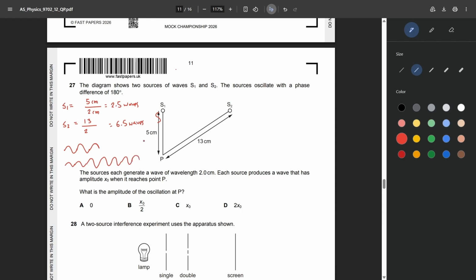Okay, now one thing to notice is that the phase difference between S1 and S2 is 180 degrees, which means S2 will start from a phase of 180 degrees relative to S1, and it will also end with a phase difference of 180 degrees compared to S1. So the phase at this point from S1 to P and at this point from S2 to P are both 180 degrees apart, right? Which means the interference between these two is destructive interference. So the waves of the two will cancel out and become 0. The answer is A.